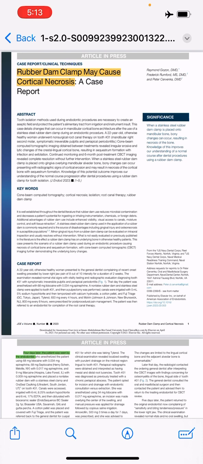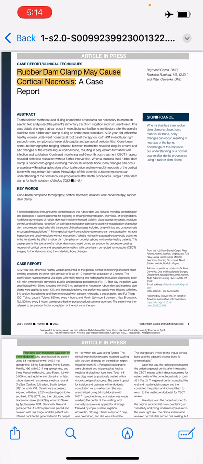A 22-year-old, otherwise healthy patient complained of recent onset swelling preceded by lower right jaw pain of 8 out of 10 intensity for a duration of 2 weeks. Upon vitality testing and radiographic evaluation, the tooth was diagnosed with symptomatic irreversible pulpitis and periapical periodontitis, which is tooth number 31. On that date, the pulpectomy was performed and a painkiller was prescribed. The patient was then referred to an endodontist for completion of the root canal therapy.